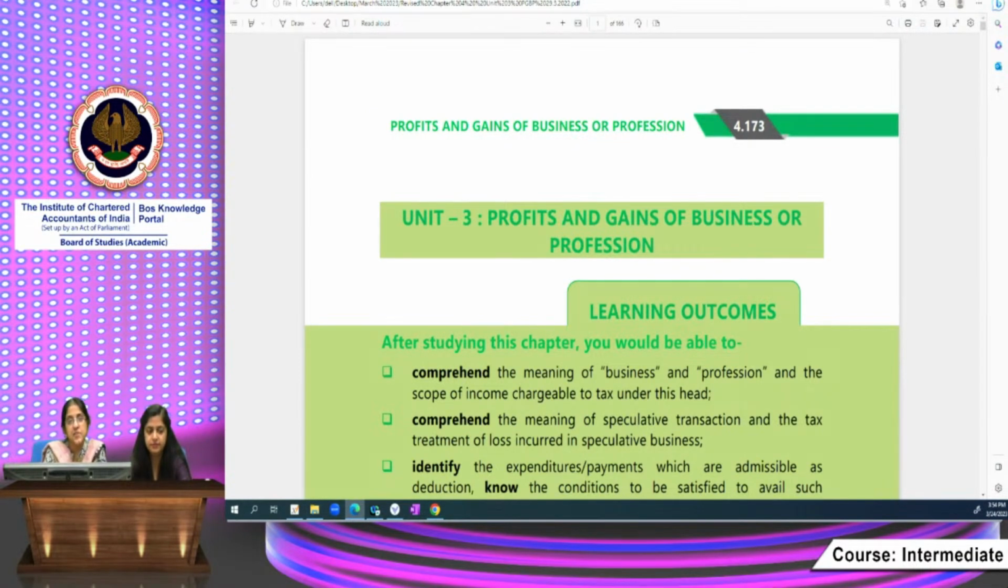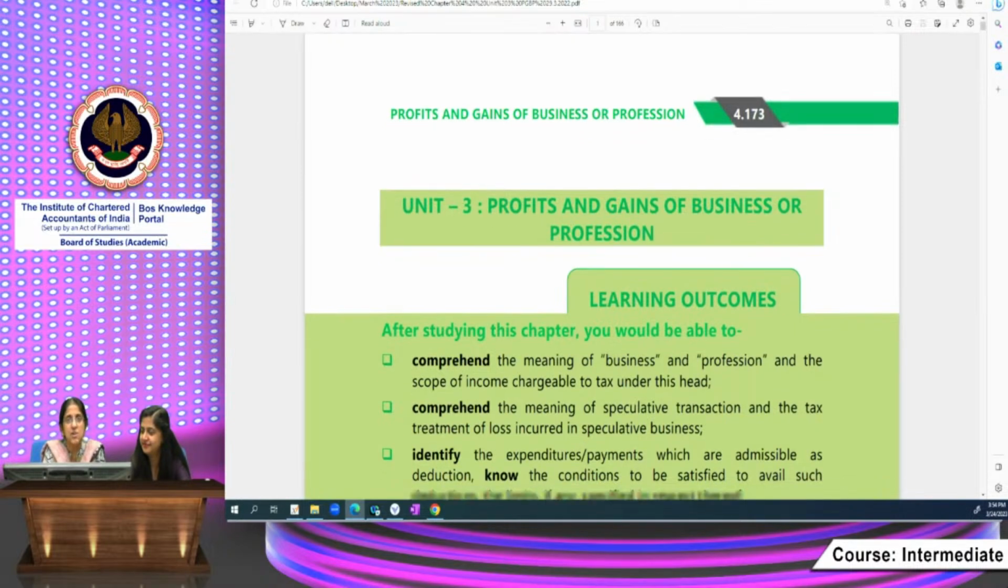Profits and gains of business or profession is one thing which children generally tend to get scared of because there are a number of provisions, but in fact, it's one of the easiest chapters, and one of the most interesting, one of the most scoring chapters. It's definitely easier than salaries also. So definitely don't leave it out, thinking that it is difficult, because it's not at all difficult.